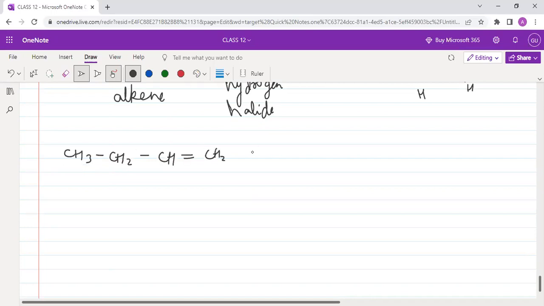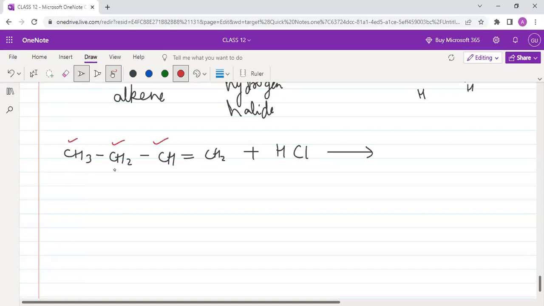Now if I give you one more example, CH3, CH2, CH double bond CH2 plus HCl. Now again it is alkene with hydrogen halide, right? So where will the chlorine atom be attached? It will attach in CH2 after CH3. Which carbon atom from the left hand side? From left, it's second. This one or this one or this one? The second one, this CH2.